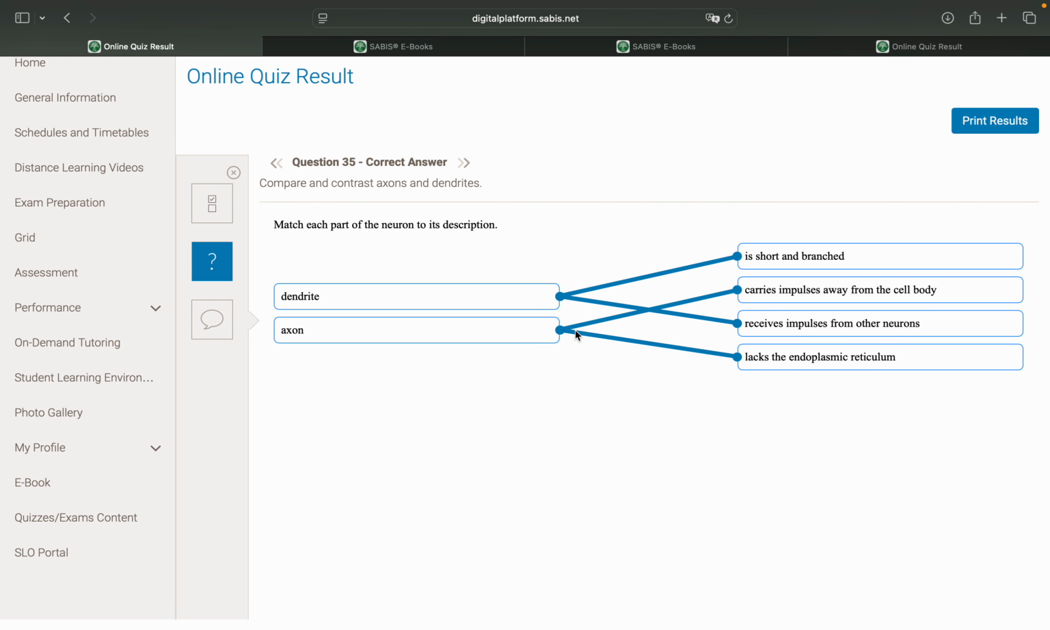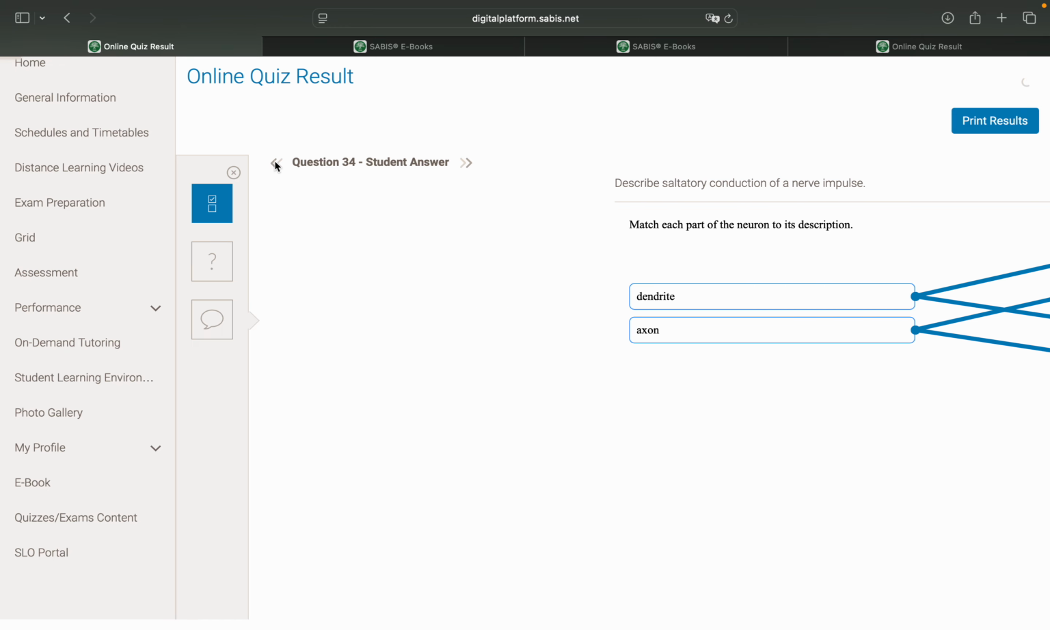Axons and dendrites. Axons carry impulses away from the cell body. They lack the endoplasmic reticulum. Dendrites are short and branched and they receive impulses from other neurons.